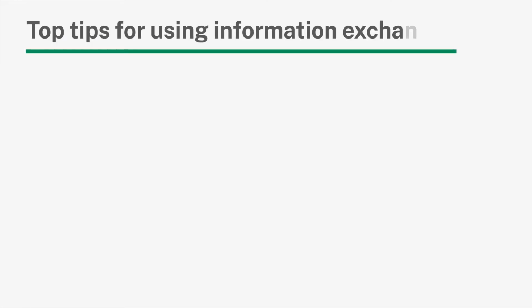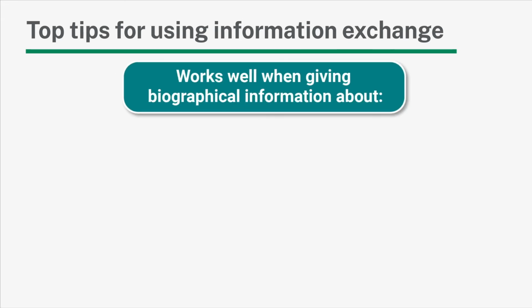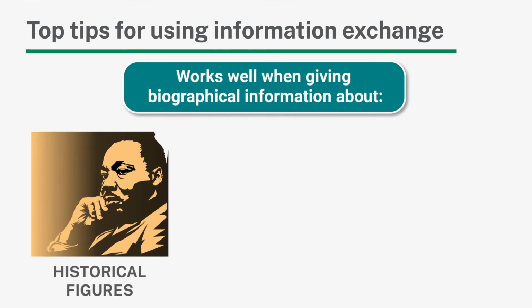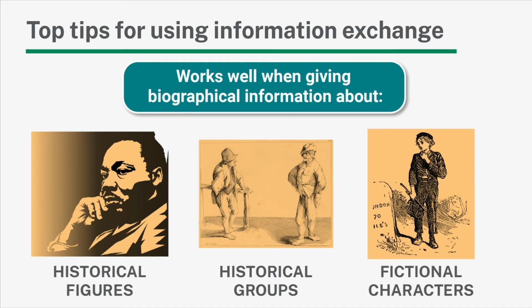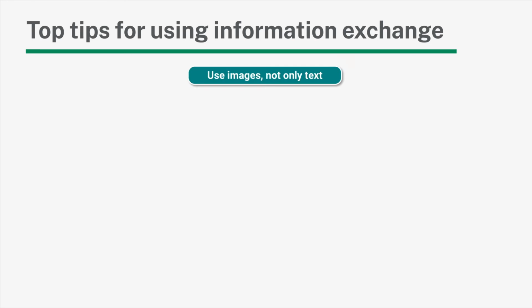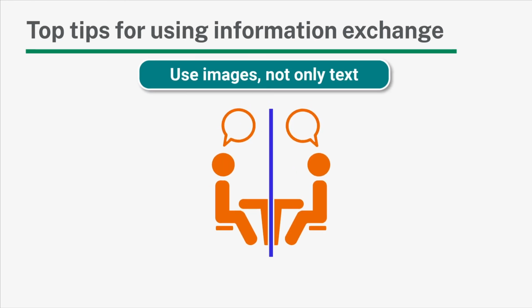What are our top tips for using information exchange? Information exchange activities work well with activities where learners exchange biographical information about historical figures. For example, Martin Luther King, historical groups such as peasants in the Middle Ages, and fictional characters from literature, for instance, Oliver Twist. Teachers are also encouraged to use images, not only text, for these activities.